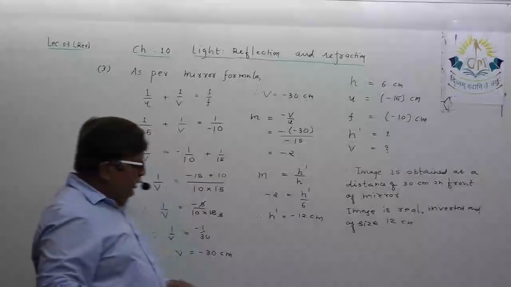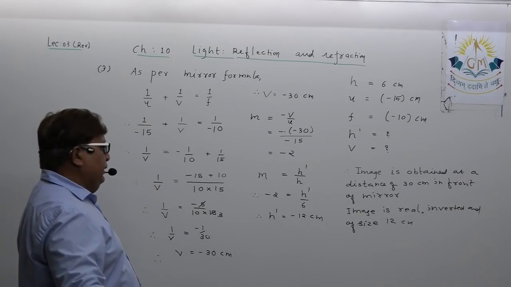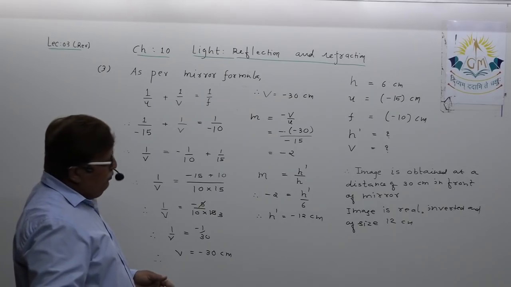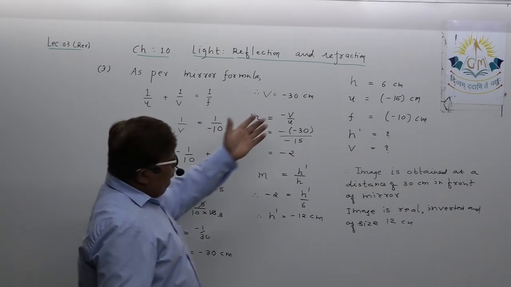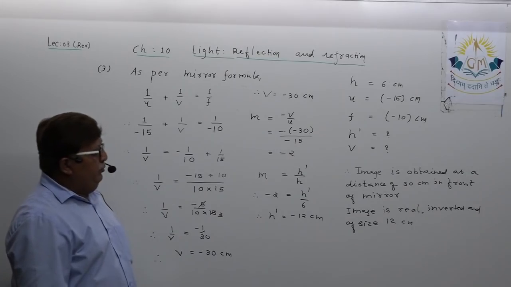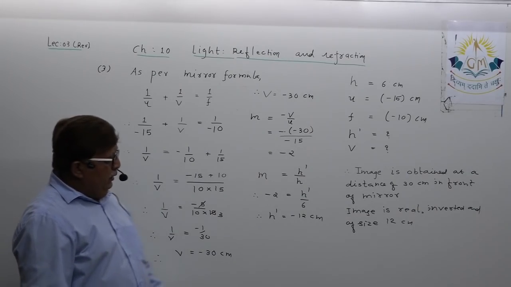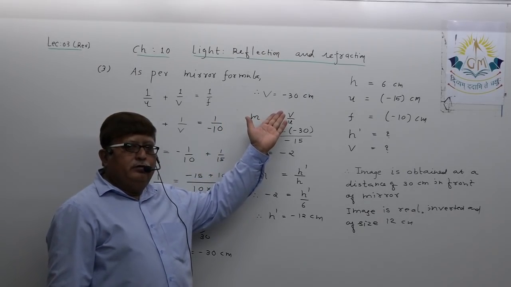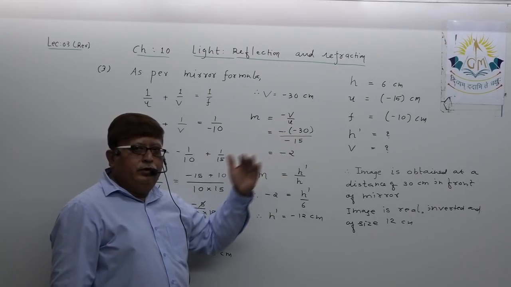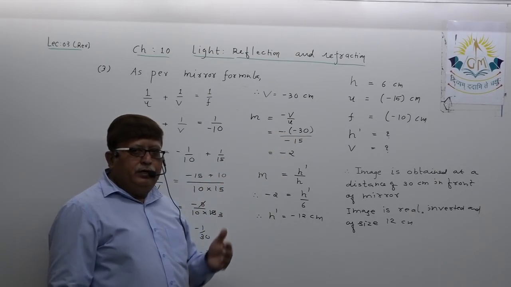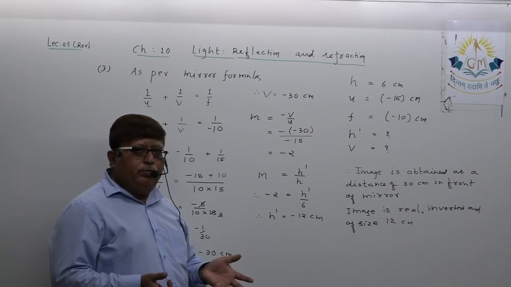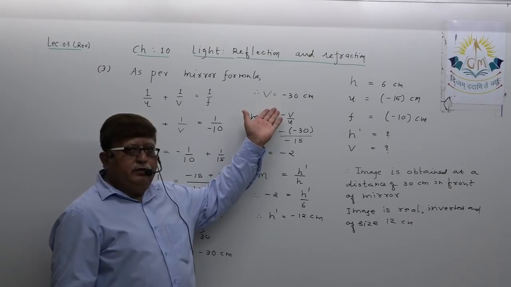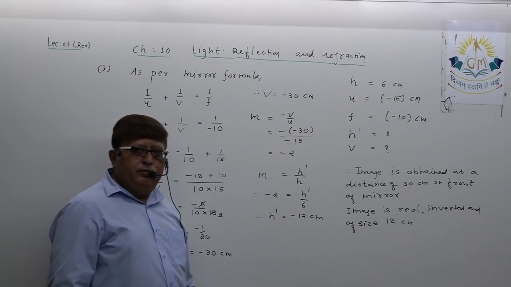Understood? The sum can be, dear student, manipulated in any way. Understand the similar example. If I just mention that the height of the object is 6 centimeter, and the image is obtained at a distance of 30 centimeter in front of the mirror where the object has been placed, then obviously, dear student, the value of V is given. You are able to find the value of U.